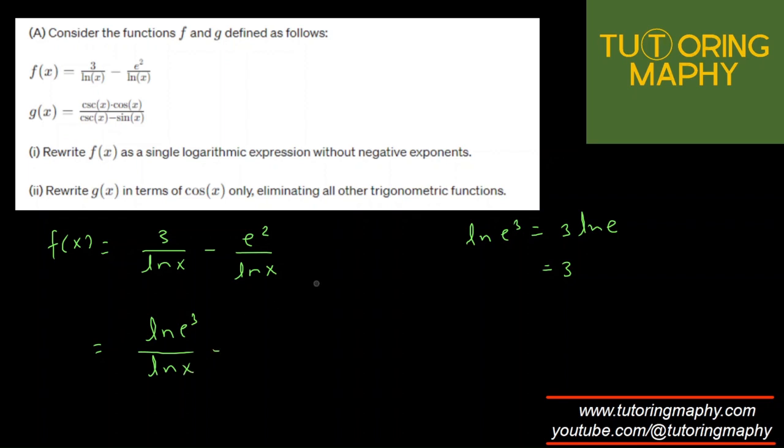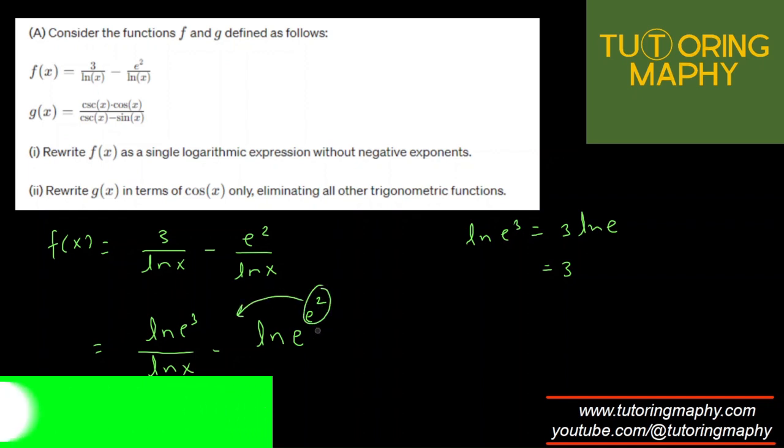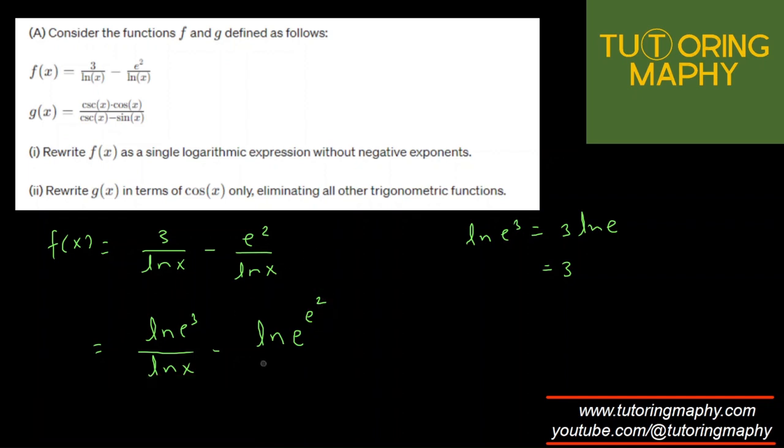And likewise, how can I write e squared? Can I write e squared as natural log of e raised to e squared? Because natural log of e raised to e squared is the same thing. The e squared just drops down and ln e is just 1. So it again becomes e squared over natural log of x.